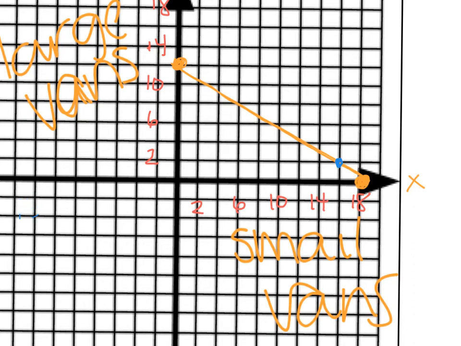I'm going to try and get a thicker pen there so that you can actually see that. Okay, so you could have 16 small vans. And how many large vans? That would be 2 large vans.